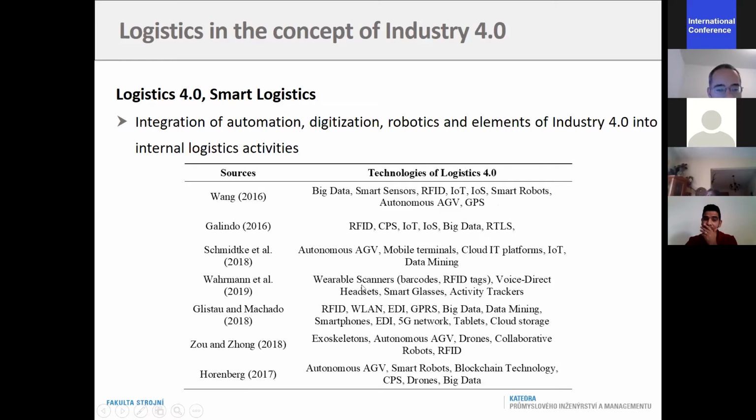You can see here also, if we are talking about some people implemented into smart logistics, wearable things, voice detected headsets, glasses, activity trackers, and so on and so on. So these are the technologies mentioned here.